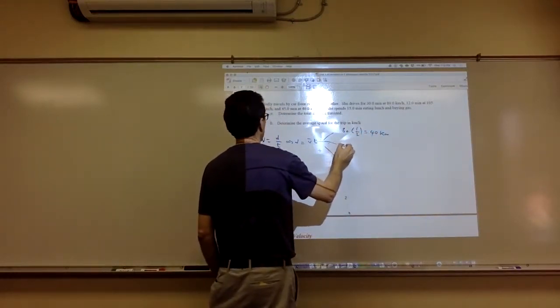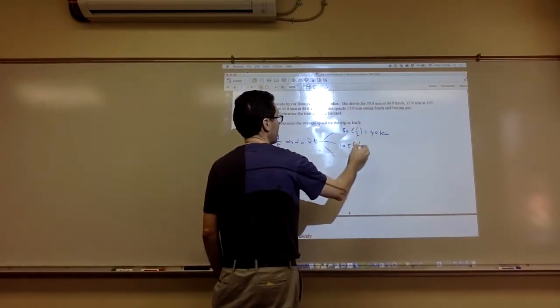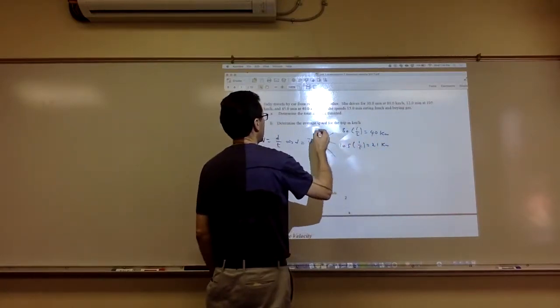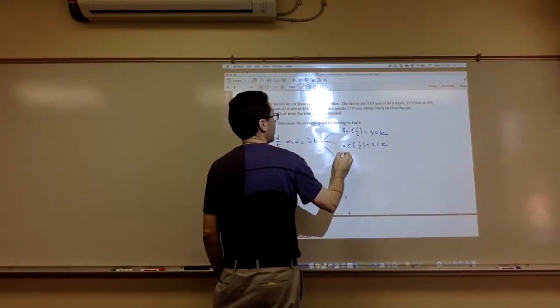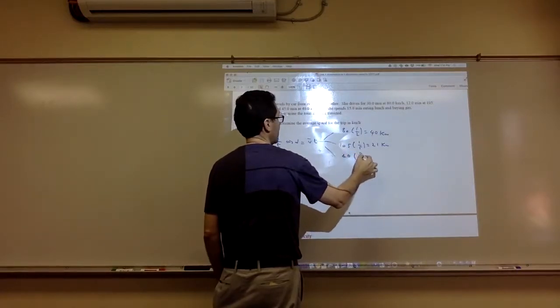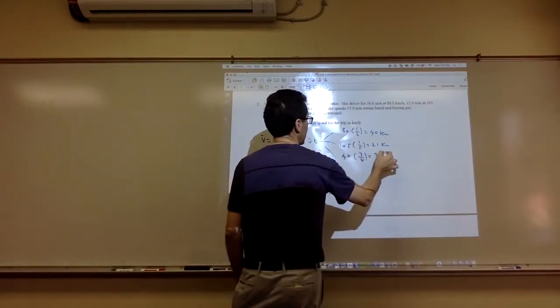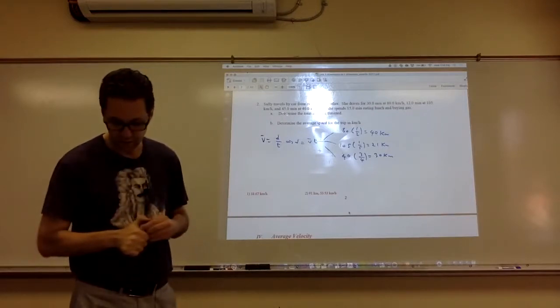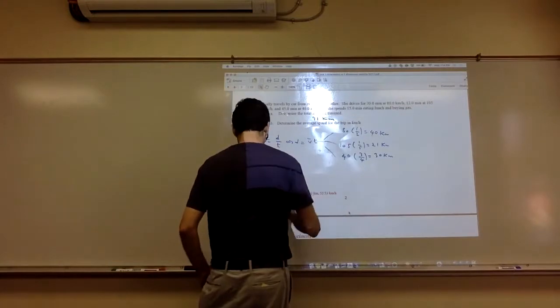The V here is 105. The time is 12 over 60, so that's 1/5 of an hour, and that should be 21 kilometers. And for the last part, you do 40 times 45 minutes, which is 3/4 of an hour, so that's going to be 30 kilometers. And you just add this, and you should get 91 kilometers. Okay, so for this part here, it's 91 kilometers.